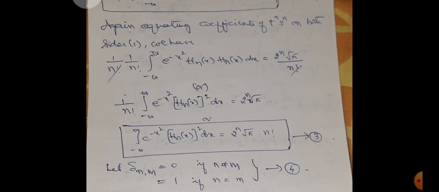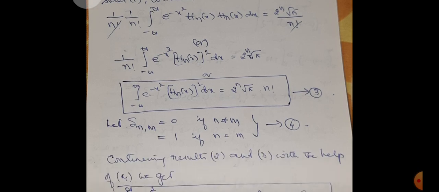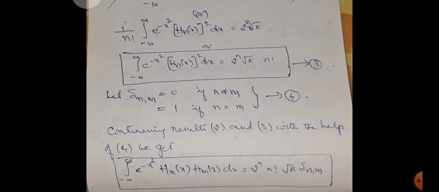So we know the delta function, delta nm, equals 0 if n is not equal to m, and that becomes equal to 1 if n equals m. So combining results 2 and 3 with the help of the delta function 4, we get the integral from minus infinity to plus infinity of e power minus x square into Hn of x into Hm of x dx is equal to 2 power n into n factorial into root pi into delta nm.